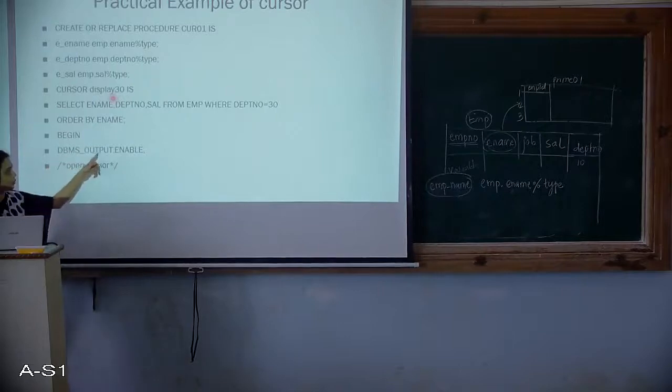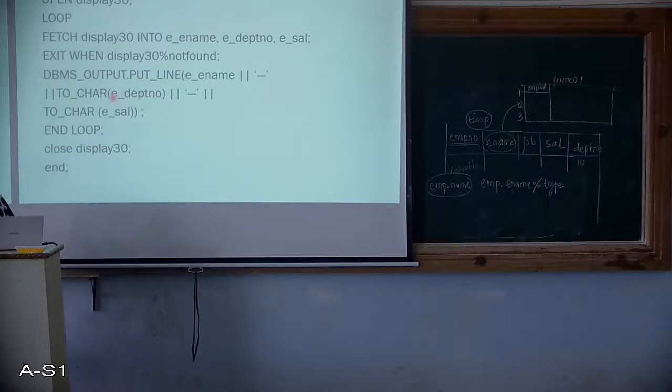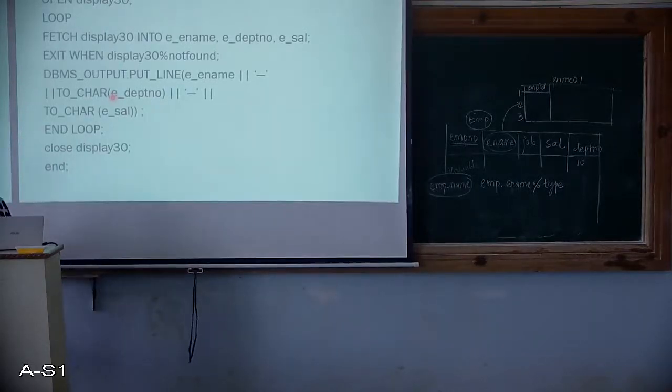Now there is begin. I am saying DBMS output enable. Thereafter I am opening the cursor, as I told you, after definition I have to open the cursor to use it. So opening, I'll just put my pointer here, open display 30 is being done. So the cursor is open. Then there is a loop.